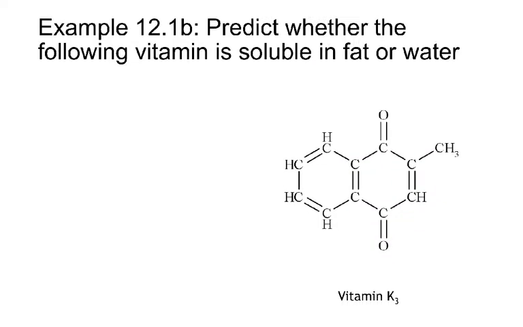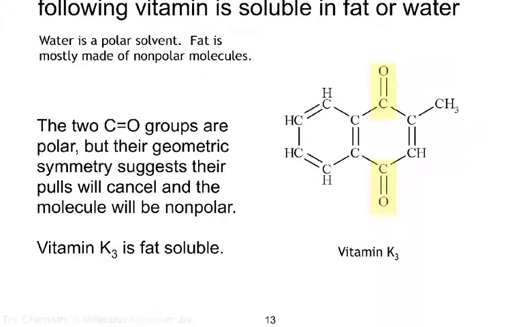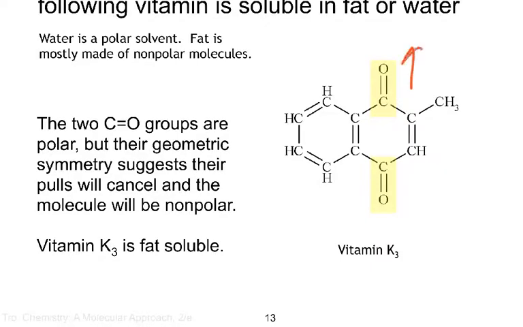What about vitamin K3? If you look here, there are two oxygens. Neither of them has a hydrogen on it, so they can be hydrogen bond acceptors, but they're not good donors. And there are a lot of carbons there. So those two oxygens are not enough to overcome all the carbons. And so this one is going to be a fat-soluble vitamin. They're also pulling in equal and opposite directions, making it nonpolar overall.